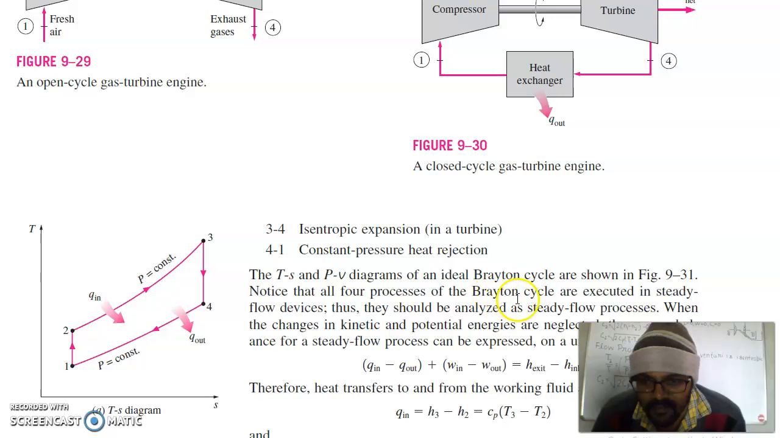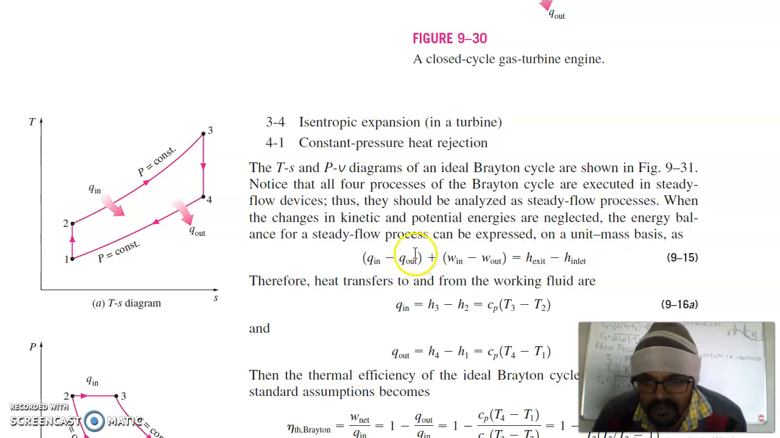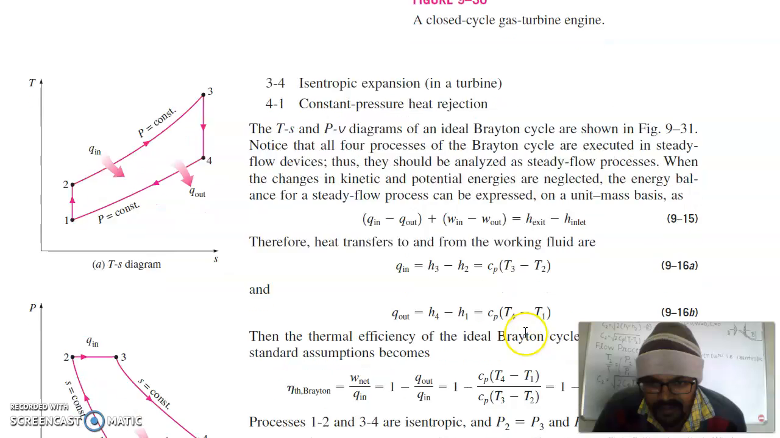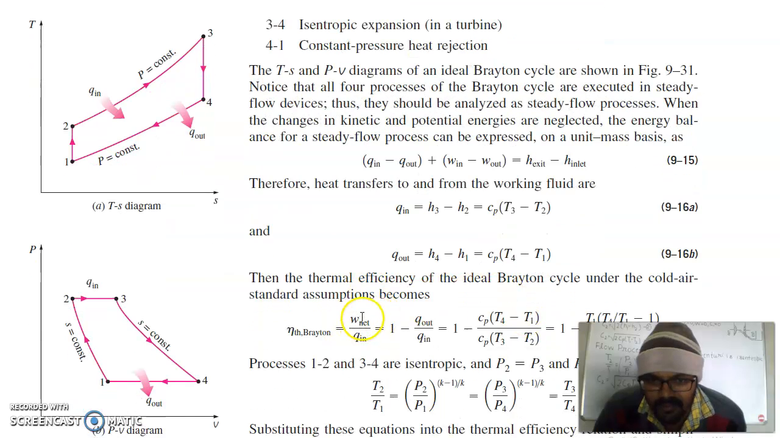Note that all 4 processes of the Brayton cycle are executed in steady flow devices, thus they should be analyzed as steady flow processes. When the changes in kinetic and potential energy are neglected, the energy balance for a steady flow process is Q in minus Q out plus work in minus work out is equal to the change in enthalpy, exit minus inlet. Now the heat supplied, Q in, is equal to H3 minus H2, which is Cp (T3 minus T2), and the heat rejected, Q out, is equal to H4 minus H1, which is Cp (T4 minus T1).